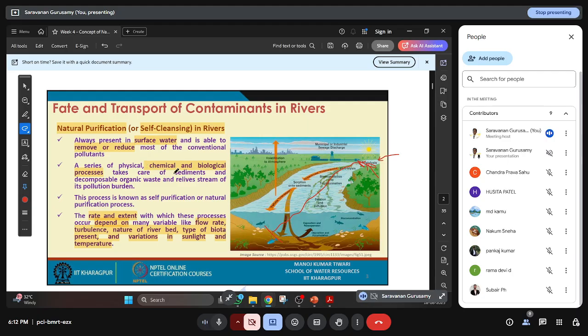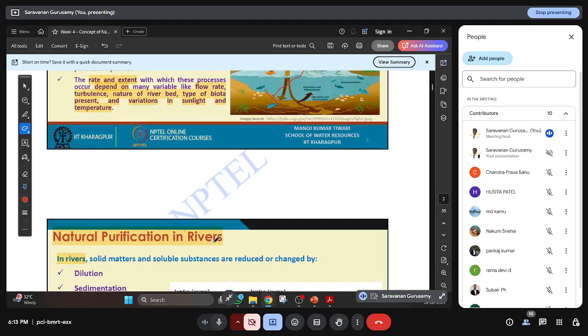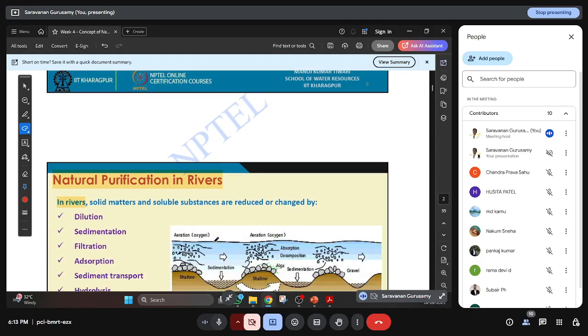This happens due to physical, chemical and biological processes that take place in river streams. So it varies with the flow rate, turbulence, and nature of the river bed. Whenever the river bed is steep, more turbulence will happen, and more turbulence will add oxygen to the water, which will easily degrade the pollutant. Then the type of biota present and variation in sunlight matter. Whenever there is more sunlight, more photodegradation will happen. And temperature of the river, because DO varies with temperature, right? If it is cooler water, more DO will be present. All this will help in the purification of the river on its own. That's called natural purification. No treatment is required.